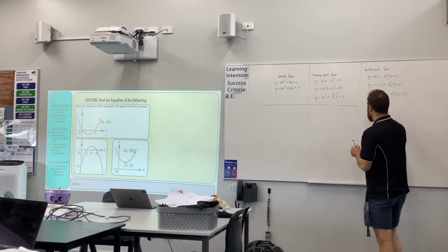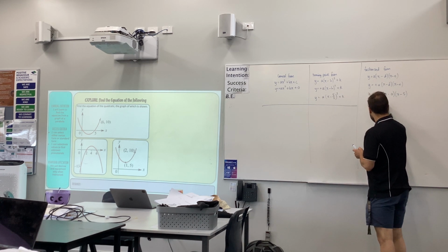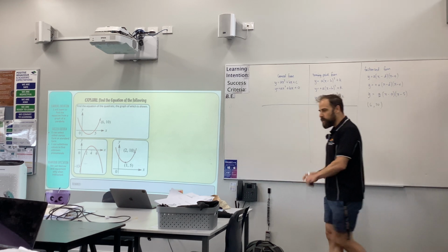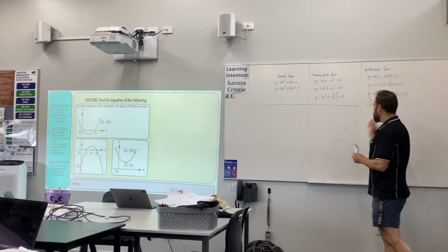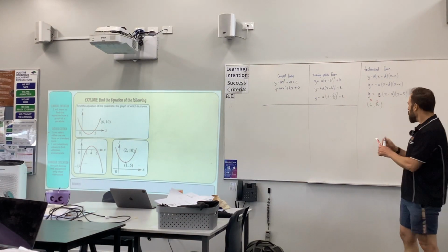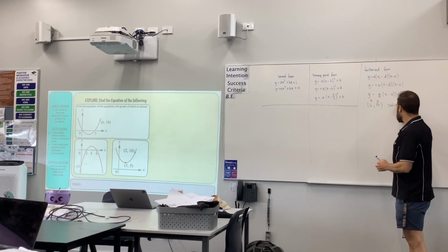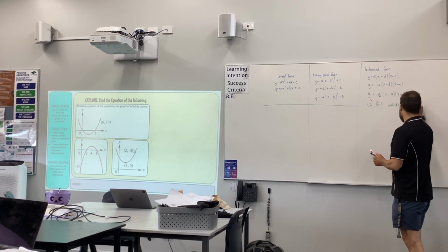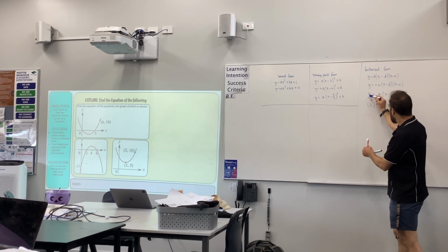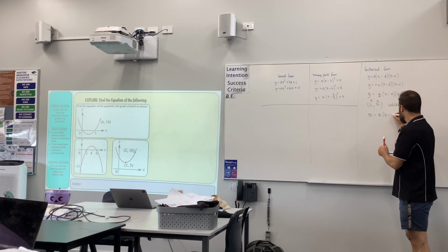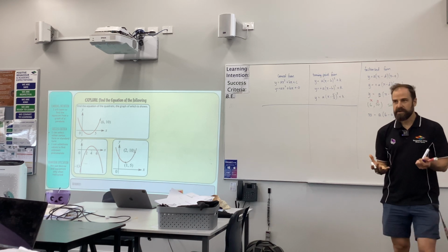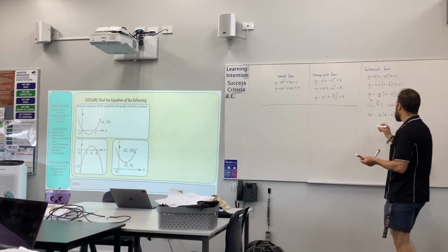What Connor's just said is this point, 6, 10, isn't just a coordinate, it is actually an x value and a y value. So what we're going to do is substitute this into our rule. So what does that look like? Well, the y value becomes 10. The x value becomes 6. And now the only thing we don't know is A. So I'm going to solve for A.